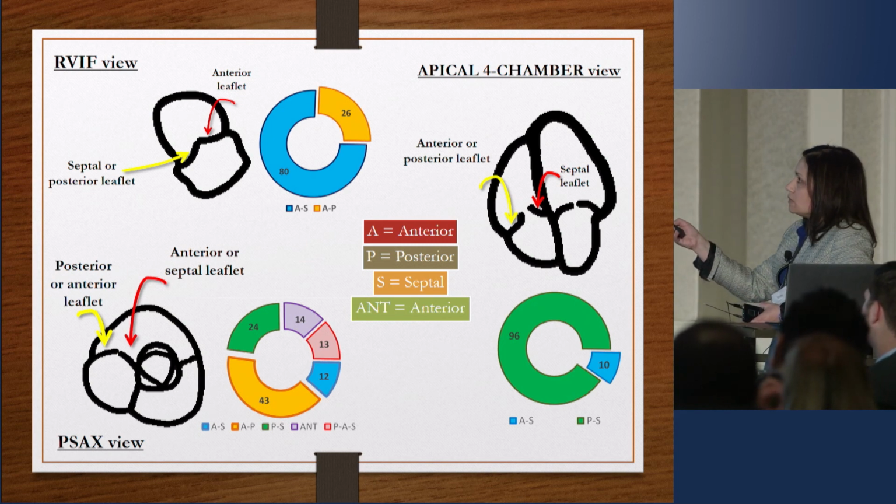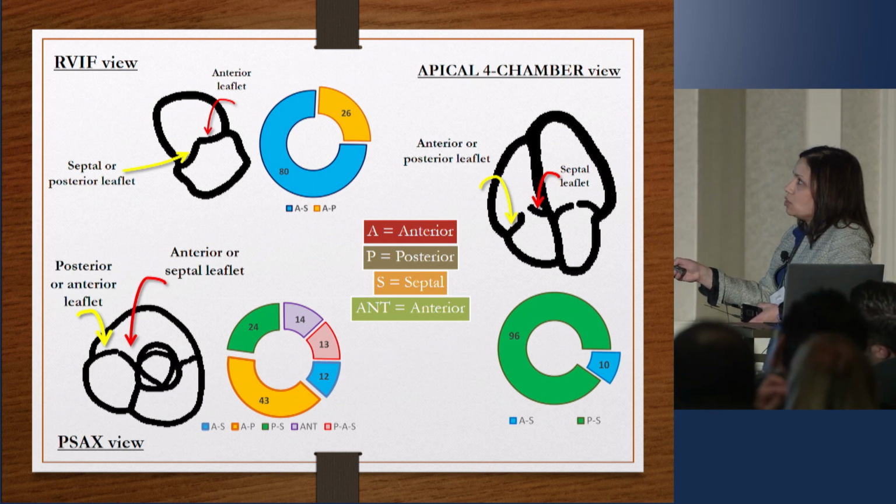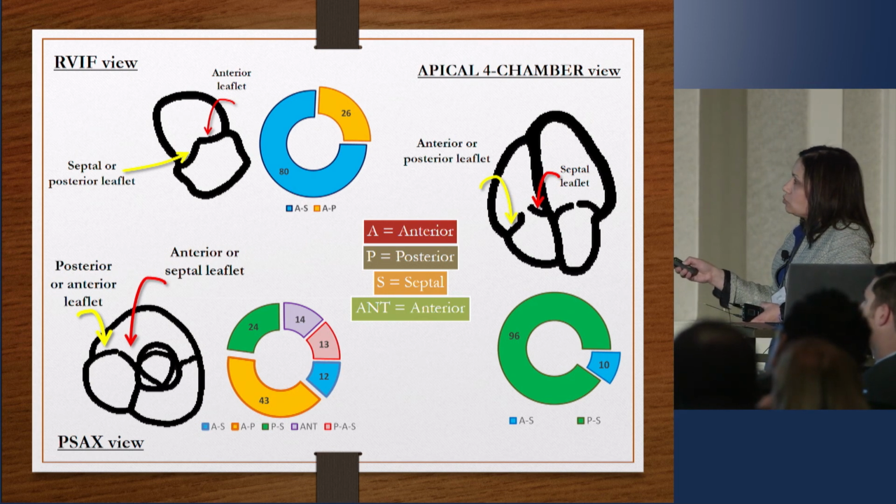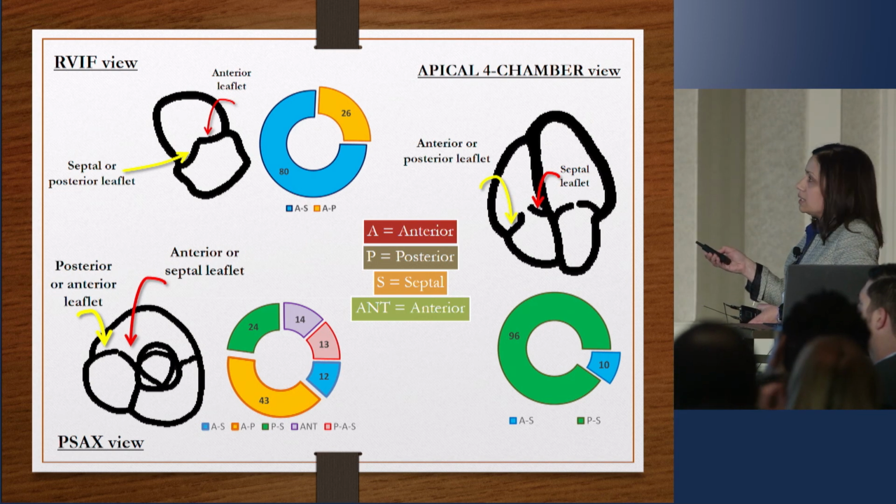So what we found with our RV inflow views is that 80% of the time we had the anterior and septal leaflets, and 26% of the time we saw anterior and posterior leaflets. In the apical four-chamber view, 96% of the time we were getting septal leaflet and posterior leaflet. Always the septal leaflet will be on this side, but this leaflet in 96% of cases was actually the posterior leaflet. And this was all done by one sonographer, so it is possible that there are intersonographer variations.